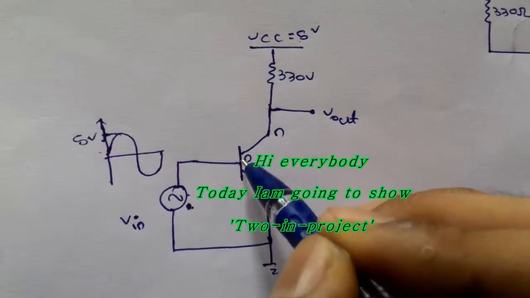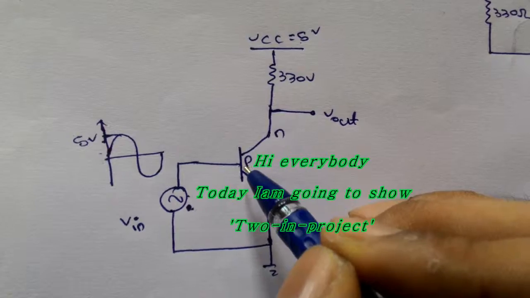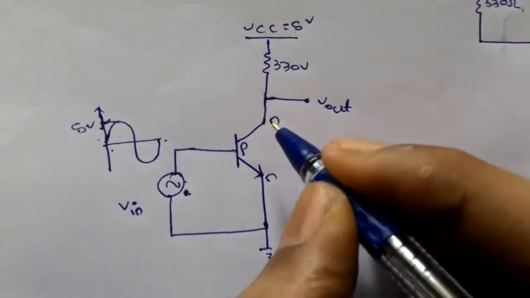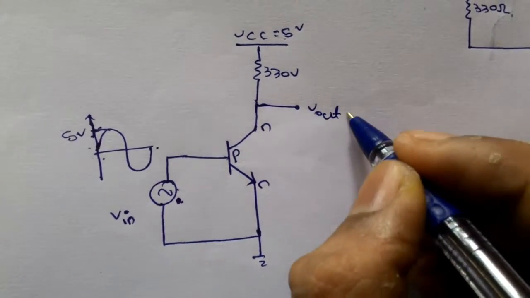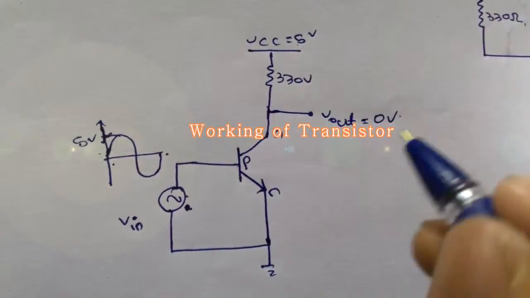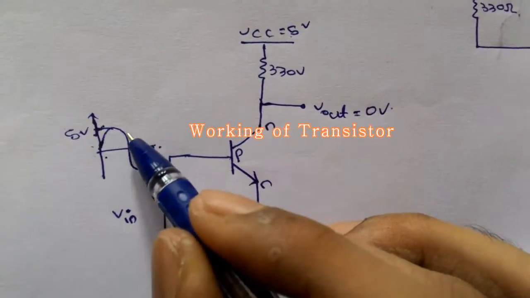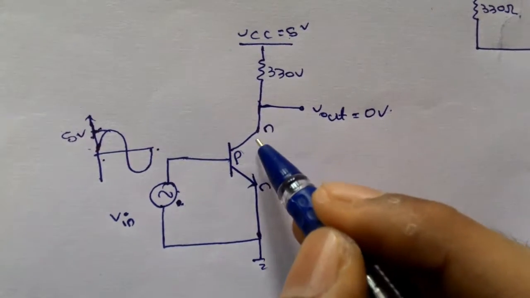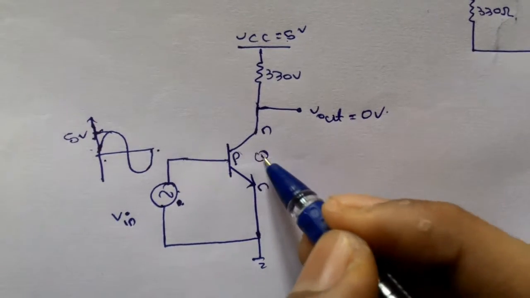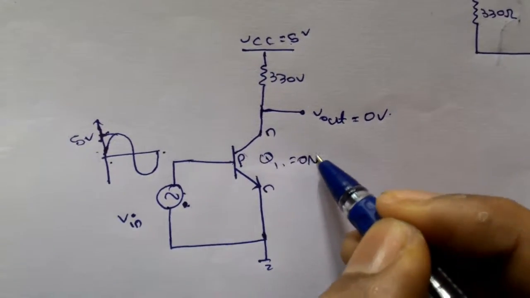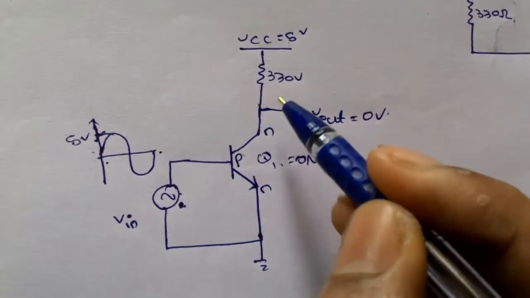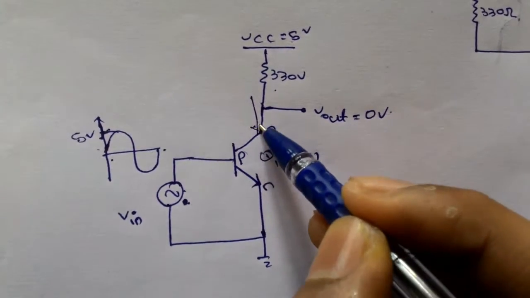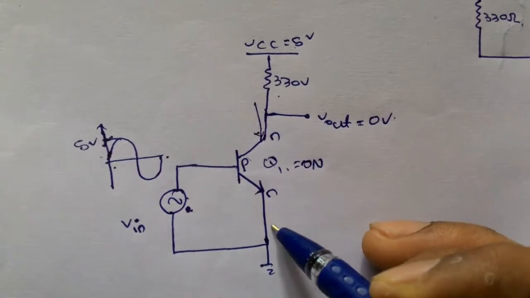When a Vin of 5 volts peak to peak amplitude is given to the base terminal of the NPN transistor, then Vout is equal to 0 volts. Why? Because this 5 volts is getting to the base terminal, the transistor Q1 is in the on state. Whenever it is on, the total current from VCC flows across the NPN transistor to the ground.